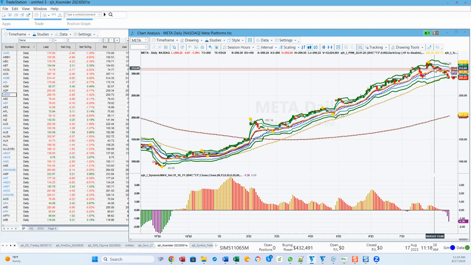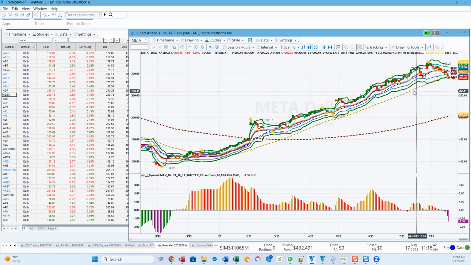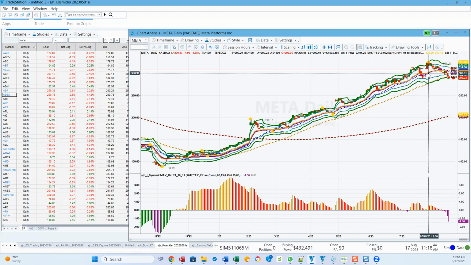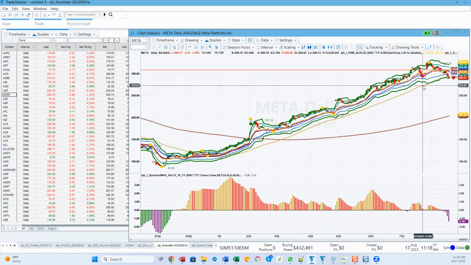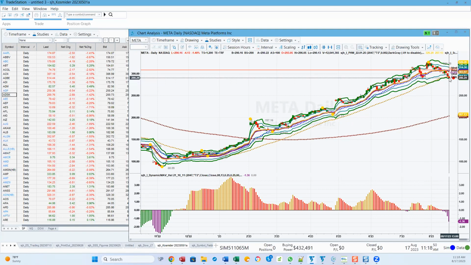So we're short Meta. Sorry. We're short Meta from about, what's that price? About 320, something like that. And now it has gone below the 21-day moving average and is touching the 55. So it could very easily fight this and go on down to about that level.